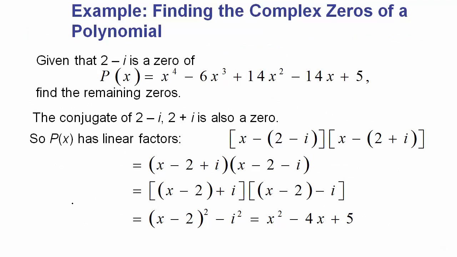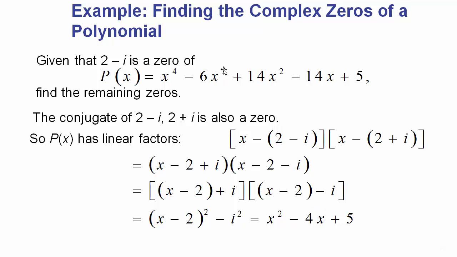Okay, find the complex zeros of a polynomial given that 2 minus i is a zero. Well, because 2 minus i is a zero, we know 2 plus i is also a zero. If we multiply those two things together, doing all this, we get this lovely quadratic. So there's our quadratic that doesn't reduce to reals, it only reduces to these imaginaries.